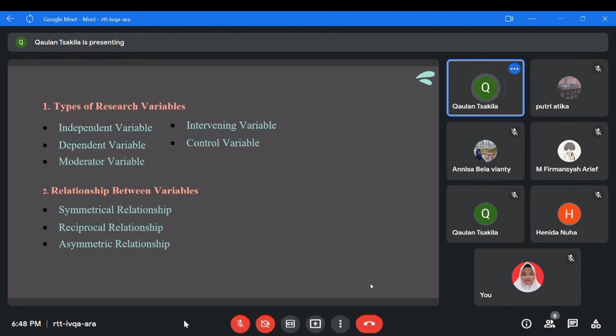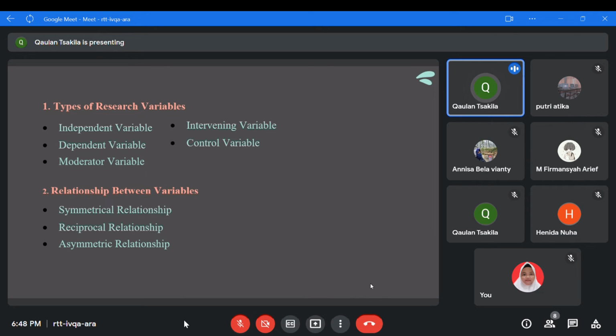And the last one is control variable. It's a variable that is controlled or made constant so that the influence of the independent variable on the dependent is not influenced by external factors that are not examined.